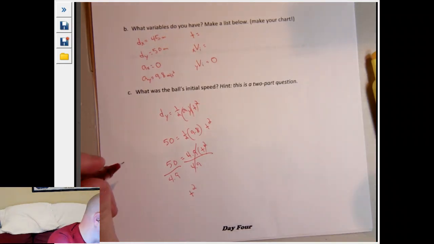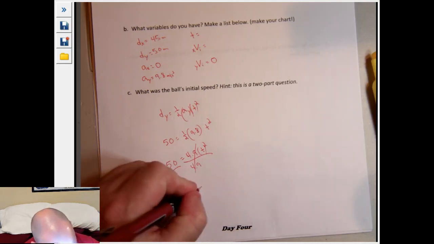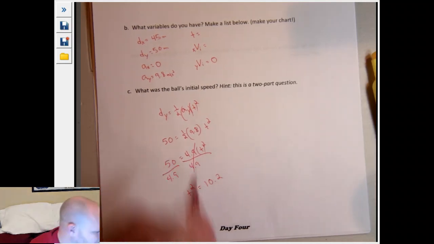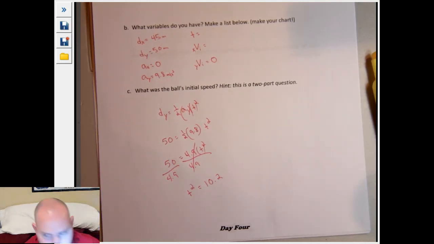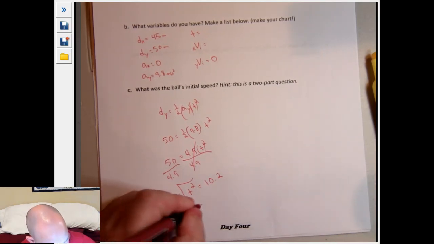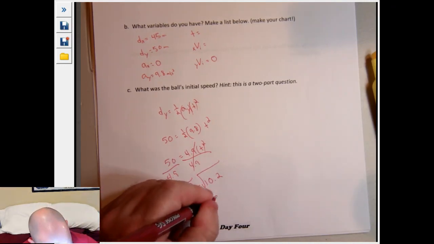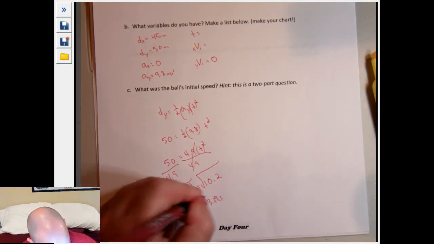Just sort of FYI, I got to do this on my calculator. I don't know off the top of my head. So 50 divided by 4.9 is about 10.2. But do we want time squared? No, we want time, right? So I'm going to square root this, and that'll turn that into just regular time. And when I square root this side, 3.19 seconds. So that's my time.